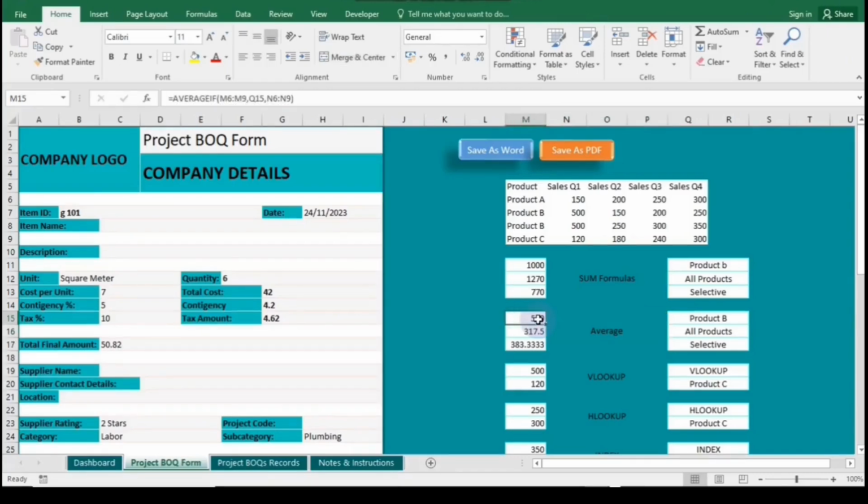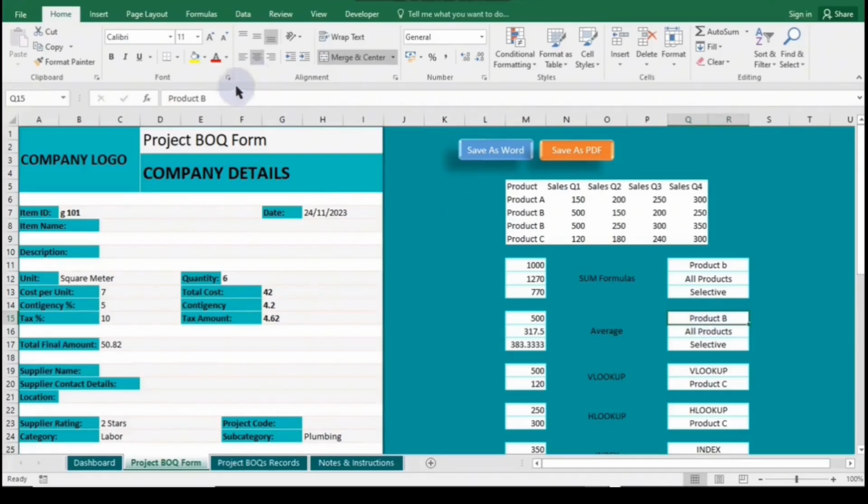This formula calculates the average of values in a range based on a condition. It examines M6 to M9 for a criterion defined in Q15. Only the corresponding values in N6 to N9 that meet this condition are included in the average. This is useful for selectively analyzing data, allowing you to focus on subsets that meet your criteria.